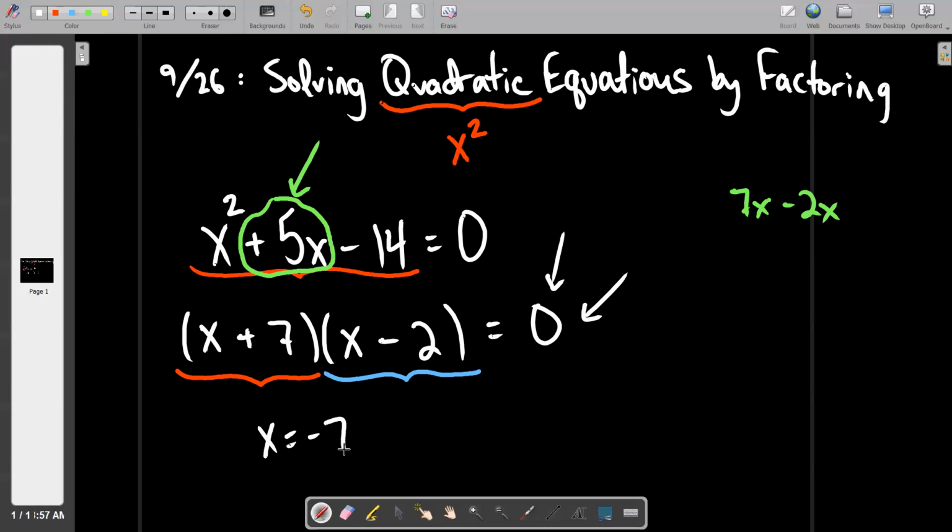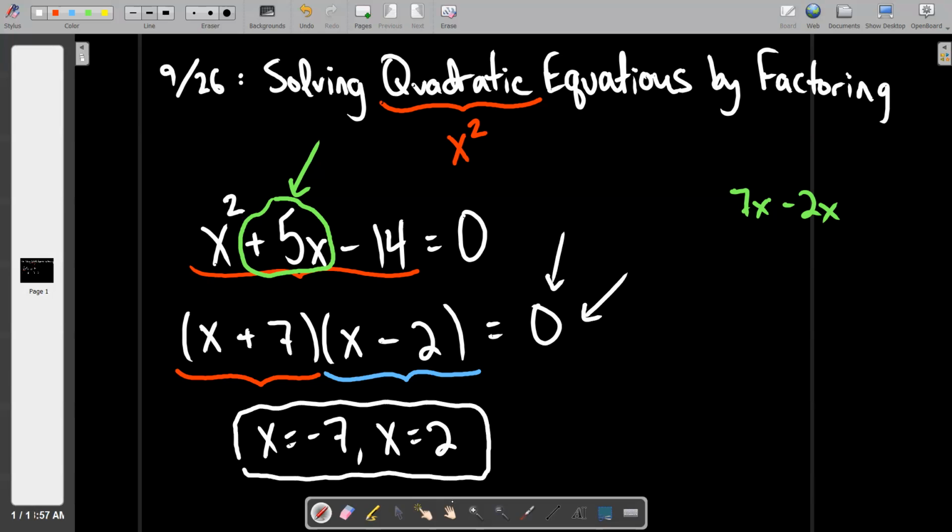So one of my answers to this quadratic equation is -7. What number would make the underlined blue part equal 0? So my other solution is 2. Notice how I wrote that. I did not use parentheses. You should just copy it directly off the TV. X equals -7, comma, X equals +2. And that, as they say, is that.